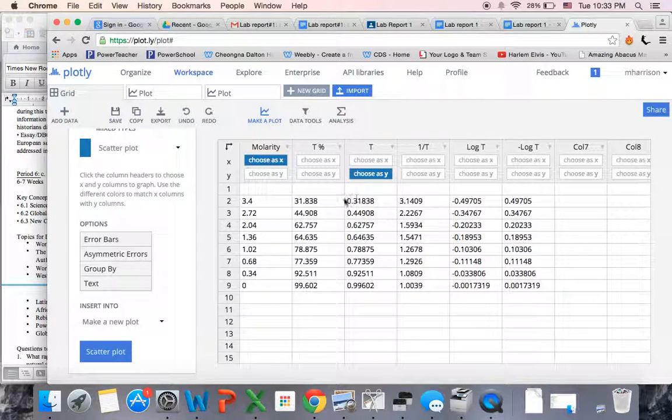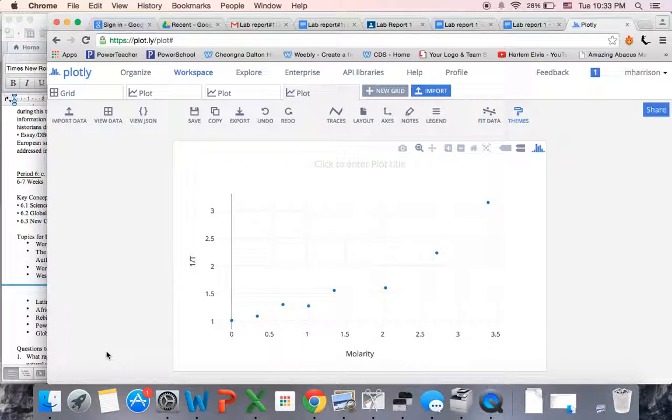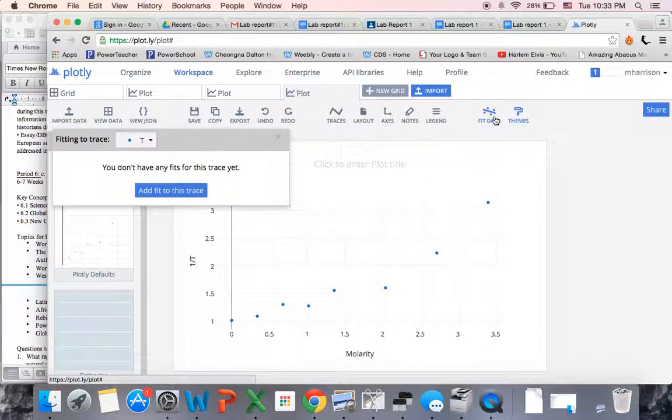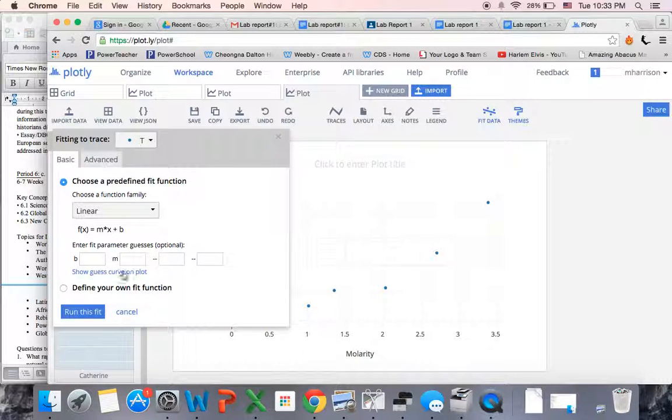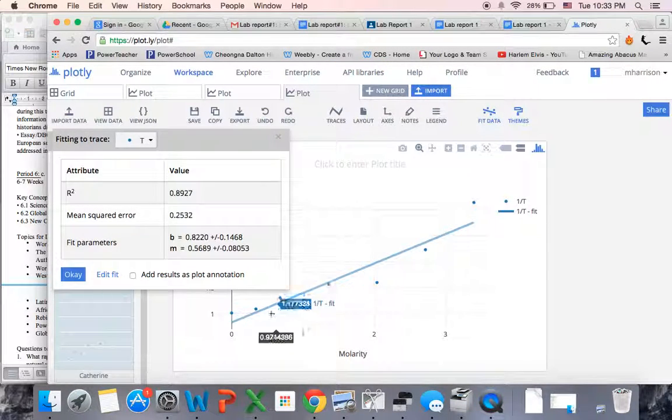We continue doing this. 1 over t, scatter plot, fit the data, add the fit to the trace, run the fit, and we get 0.25 as our answer here. This time we got a positive relationship, so it's good. We're looking for a positive relationship, remember.